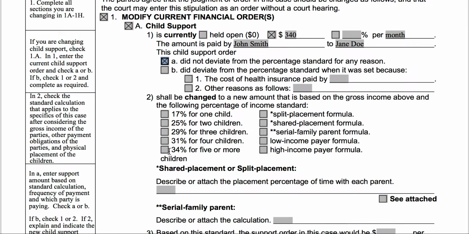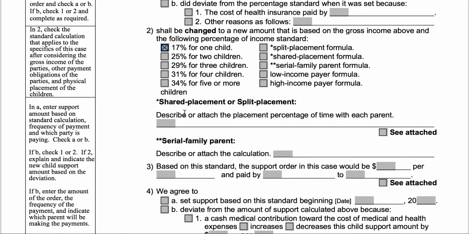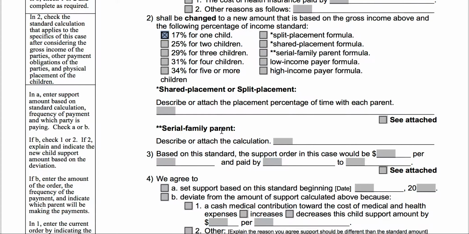Many of you will find that you're just in the percentage standards, and so that's what we're going to do for John and Jane. We're just going to go with the 17%. These 2 sections you don't have to do if you're in the percents. If you did one of these formulas, you'll include the information about the amount of time with each parent and all that sort of stuff.